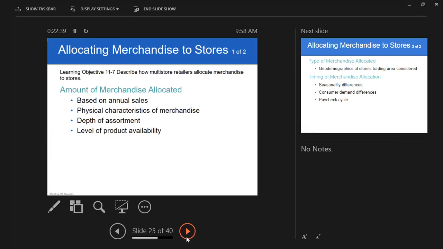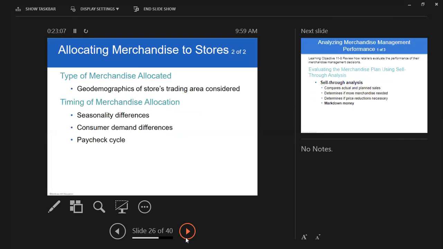And then the depth and assortment, okay, here we are looking at the variety of products that you offer, different flavor, different color, and also we are looking at the level of product availability. So level of product availability means that you are ensuring the minimum number of product is available on the shelf for your consumer or customer. Okay, so types of merchandise are allocated.